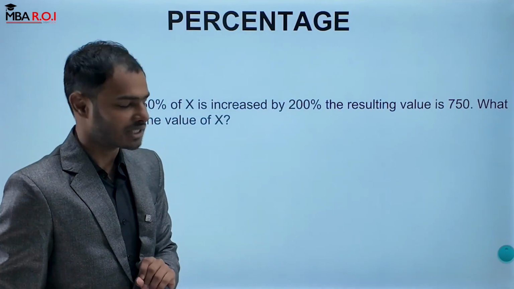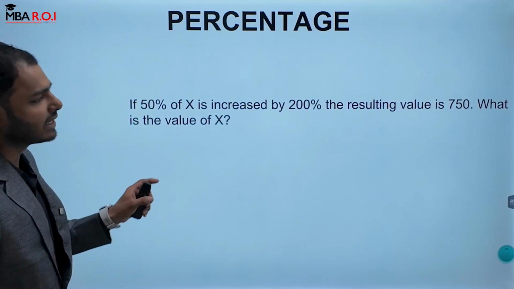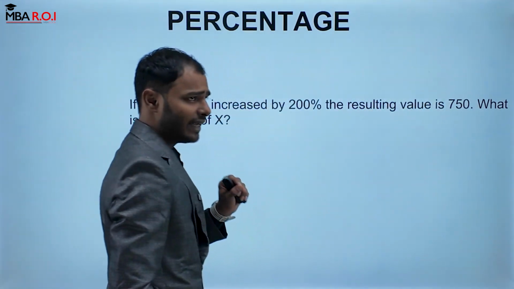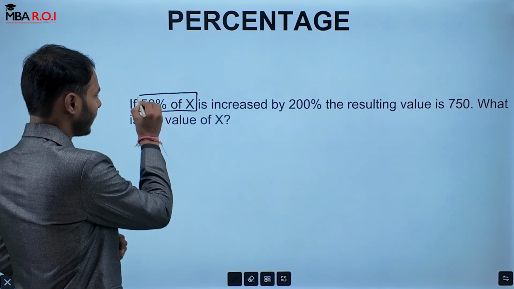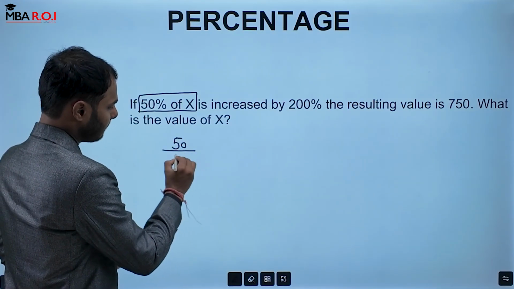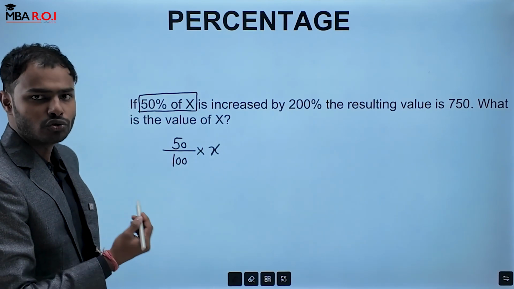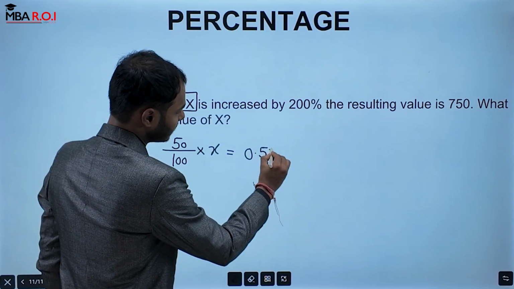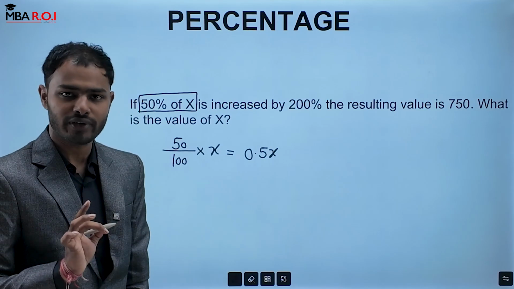Now let's try this question. In this question it says 50% of x is increased by 200%. So the initial value that we have in this case is what? It is 50% of x. So first of all, let's simplify the initial value. 50% of x. So how much will it be? It will be 0.5x. This is the initial value that we have.